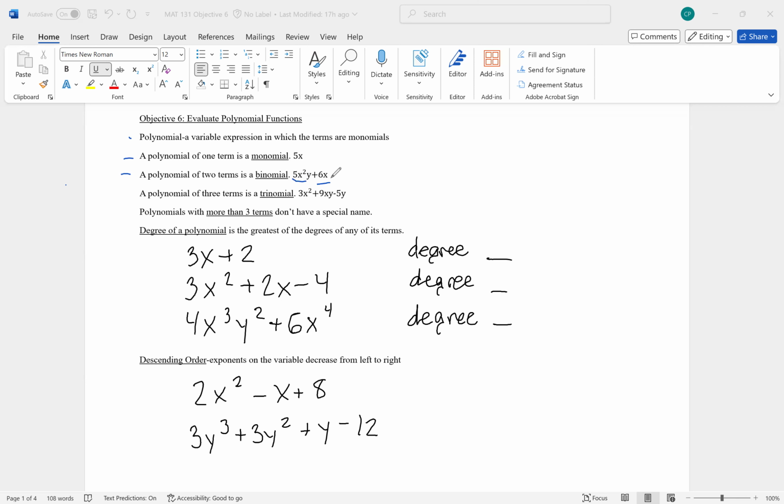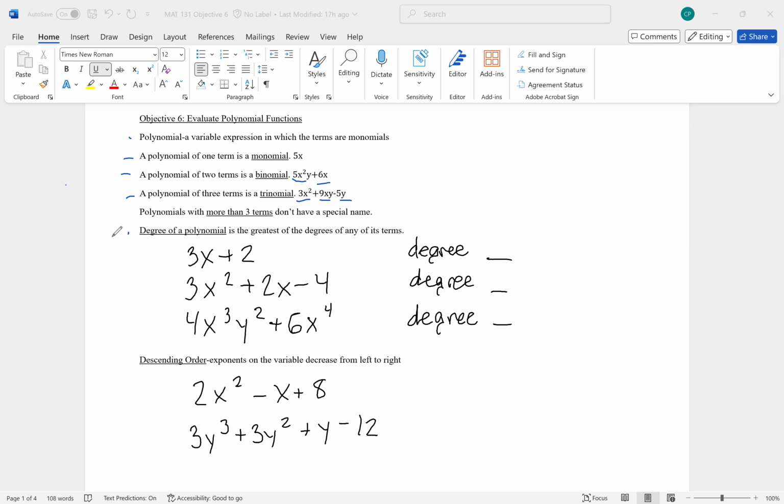A polynomial that has three terms, we call that a trinomial. And in this example, we see the three terms here, okay? Now, any other polynomial that has more than three terms, we don't have a special name for it. We just call it a polynomial.